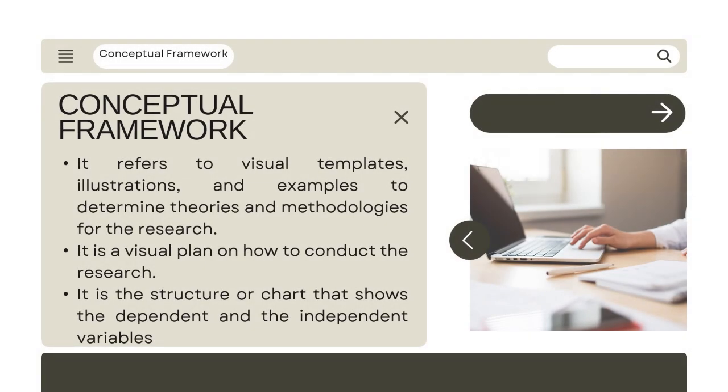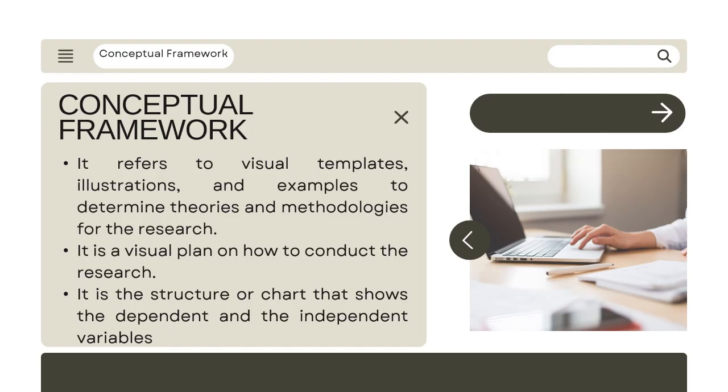Next is we have the conceptual framework. It refers to visual templates, illustrations, and examples to determine theories and methodologies for the research. It is a visual plan on how to conduct the research. So it's like the process of how you will conduct the study, where it is going. It is the structure or chart that shows the dependent and the independent variables.